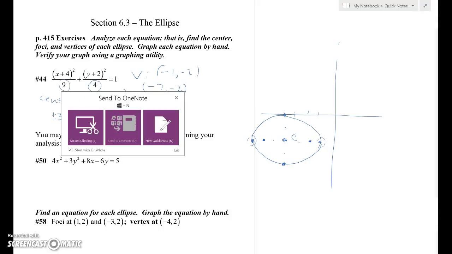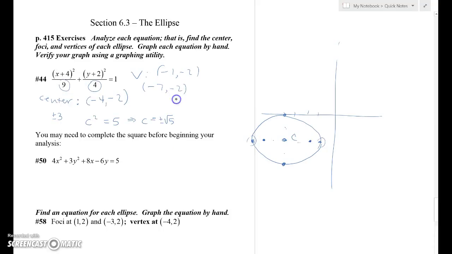But we know how far that is because we can look at the coordinates of the center and say, let's see, you go to -4, and then you add √5 to go to the right, and that's the x coordinate, and then the y coordinate is going to be -2. So that's going to be this focus point. And then I need to go to -4 and subtract √5 and stay at -2 for the y coordinate.